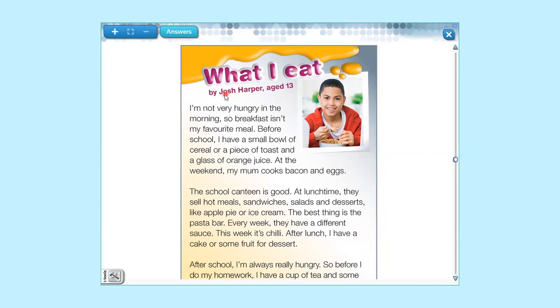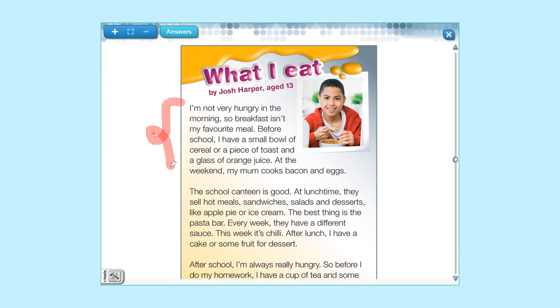What I Eat by Josh Harper, age 13. I'm not very hungry in the morning, so breakfast isn't my favorite meal. Before school, I have a small bowl of cereal or a piece of toast and a glass of orange juice. At the weekend, my mom cooks bacon and eggs.